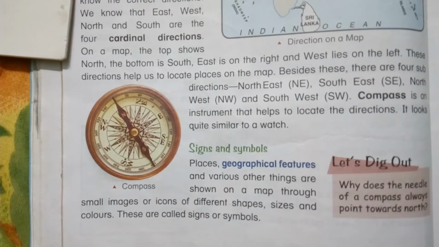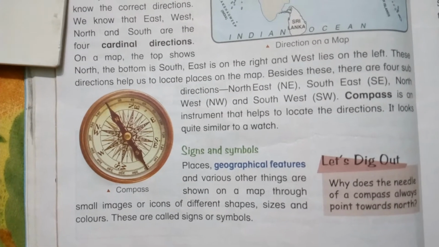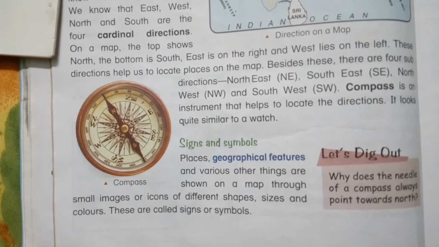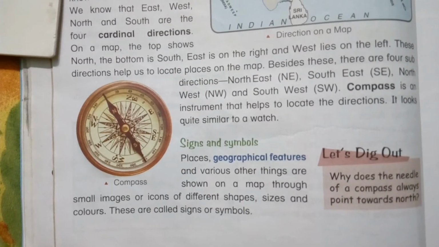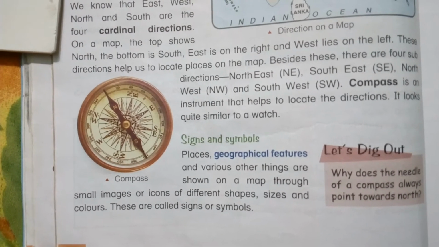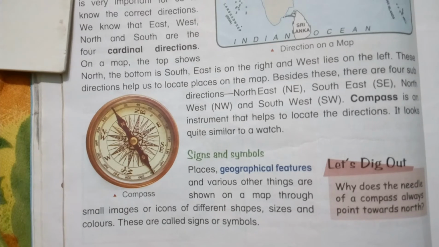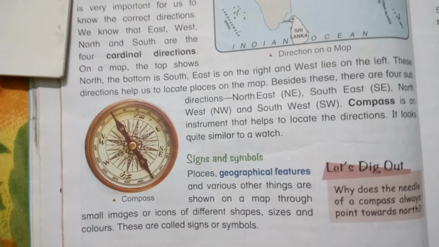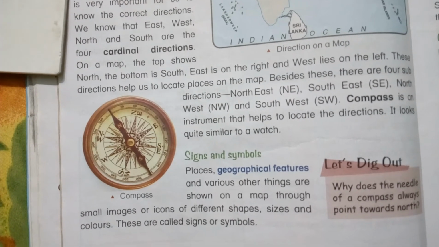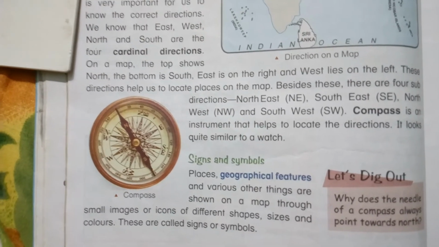Signs and symbols. Places, geographical features and various other things are shown on a map through small images or icons of different shapes, sizes and colors. They are called signs or symbols. So to know the places, the geographical features and various other things on a map, there are small images in different shapes and sizes and colors. They are known as symbols or signs.